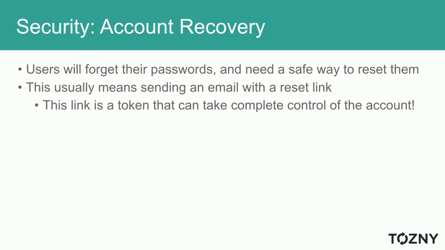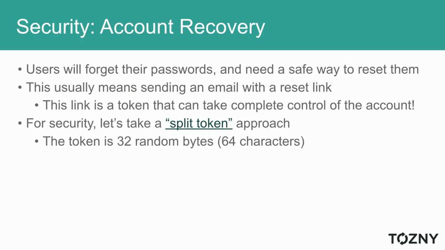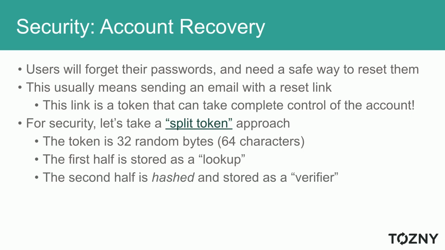So for security with our tokens, we're going to leverage what's called a split token approach, which I'll describe as we talk about this timing attack. A split token is typically 32 random bytes, which works out to 64 characters. The first half is used as a lookup. It's used as an index. You query the database for this lookup. The second half is hashed and stored as the verifier.